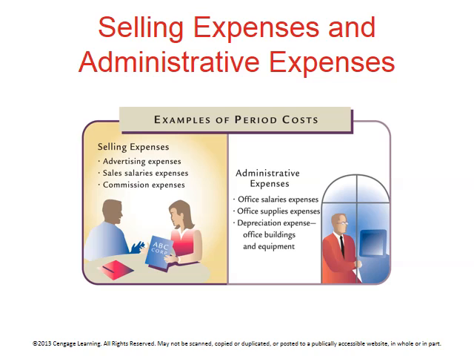We can see a few examples here. Selling expenses: advertising, sales salaries, commissions, selling the product. Administrative: office salaries, your accountants, your administrative staff, office supplies, and depreciation on office buildings and equipment. Depreciation on the factory would be a product cost. Office buildings would go towards administrative costs.